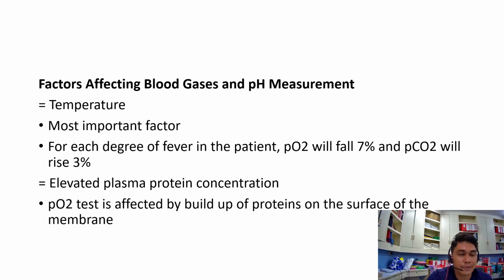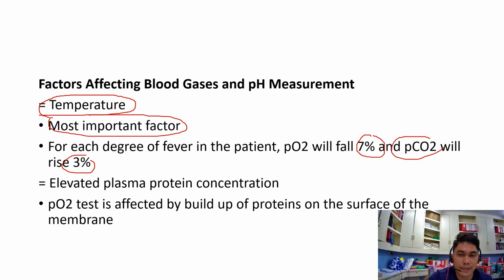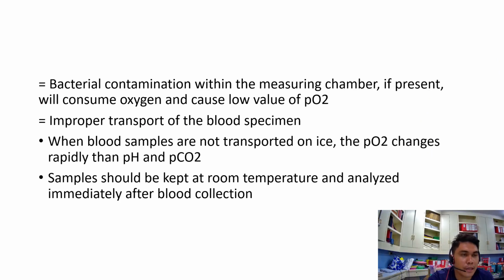Factors affecting blood gases and pH measurement: you have temperature, which is the most important factor. For each degree of fever in the patient, PO2 will fall 7% and PCO2 will rise 3%. The increase in PCO2 can cause a decrease in pH. Elevated plasma protein concentration can also cause problems with your PO2 measurement, causing a false decrease in PO2, because the PO2 test is affected by buildup of proteins on the surface of the membrane or electrode. Bacterial contamination within the measuring chamber, if present, will consume oxygen and cause a low value of PO2.